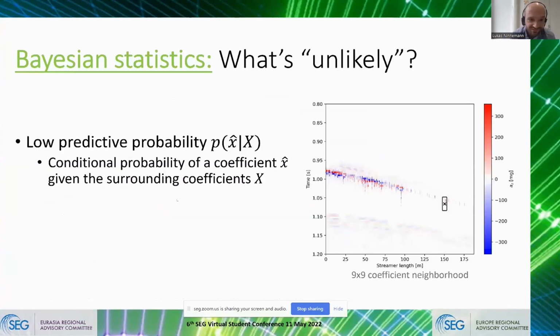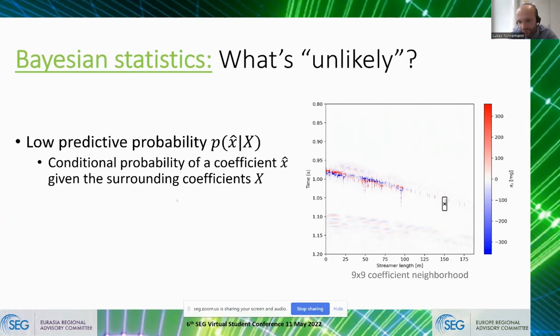So what's unlikely? Bayesian statistics says unlikely is what has a low predictive probability. And predictive probability is the conditional probability of a wavelet coefficient at the center of the neighborhood given the surrounding coefficients.